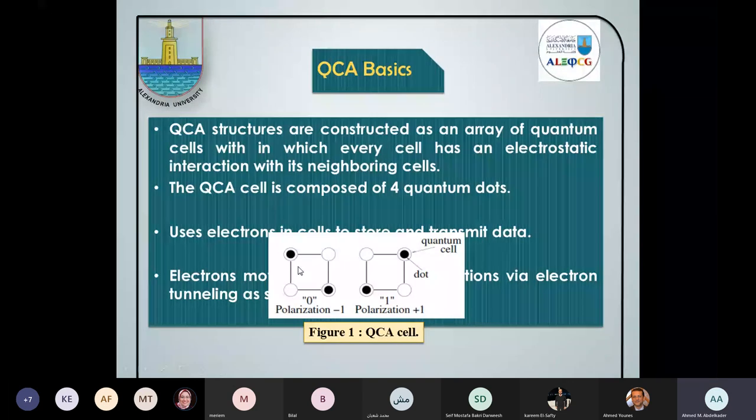A quantum dot cell is a cell unit that has the capability of encoding data by two free electrons and putting them on the corner. If the two free electrons are put on the right corner, we represent polarization positive one, binary logic one, or we can put the two free electrons on the left corner to represent binary logic 0, polarization negative 1.